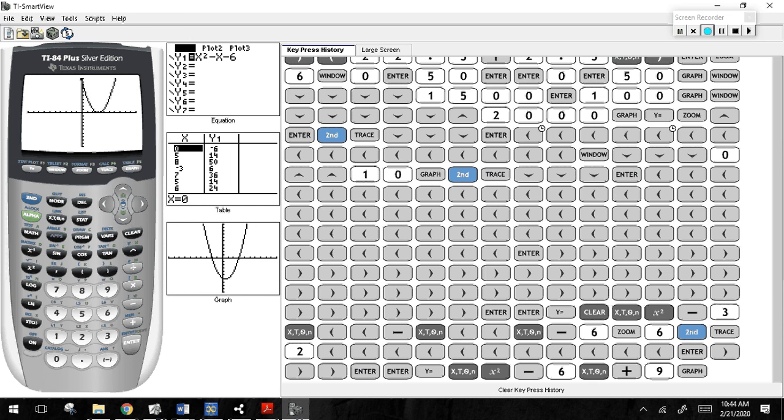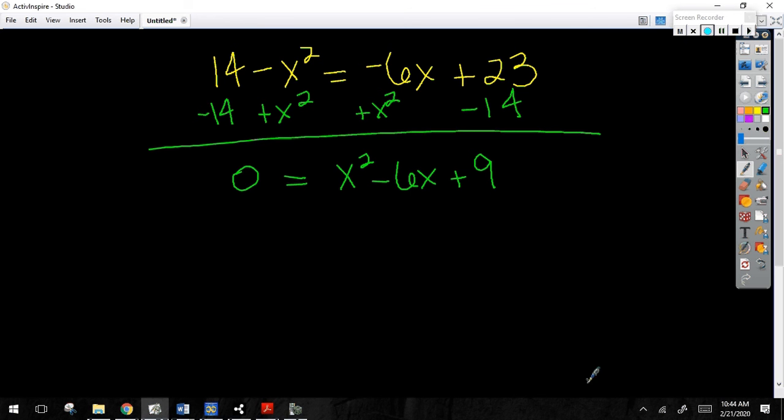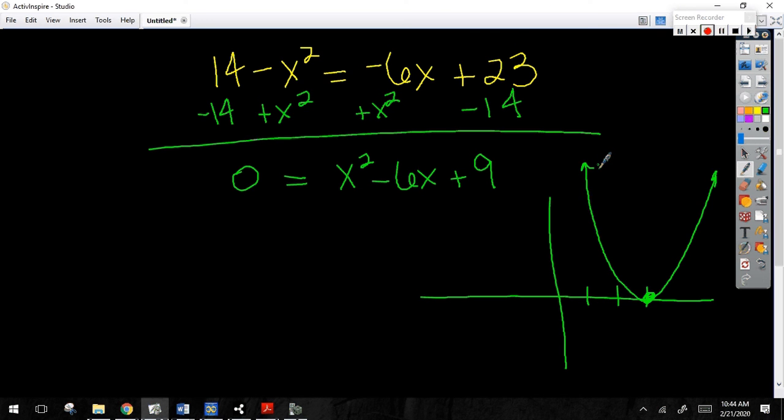Okay, yours went down because you moved everything to the other side, and that's okay. Your answer's still going to be the same. I got 3. Why is it negative 3.0000? Do we have to hit second and then trace to calculate it? Mine's giving me negative 1.5. That shouldn't be right. We'll have to look at it.